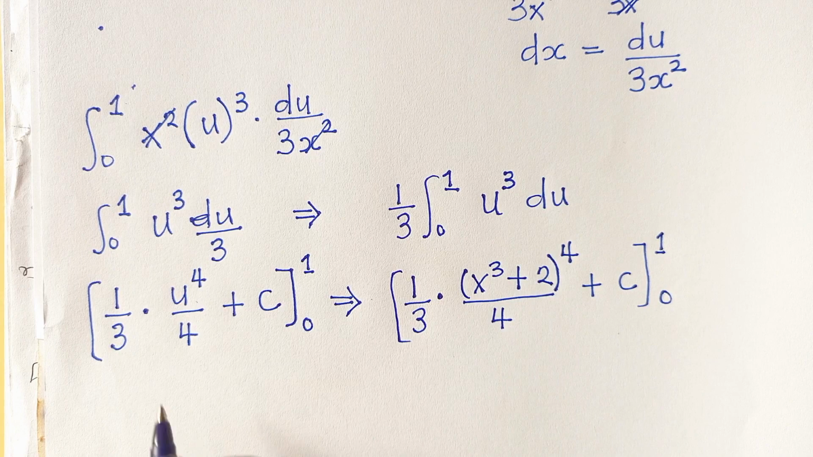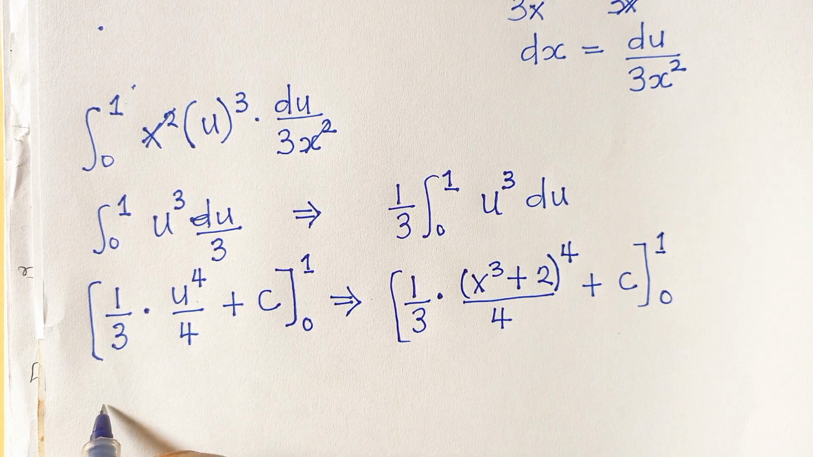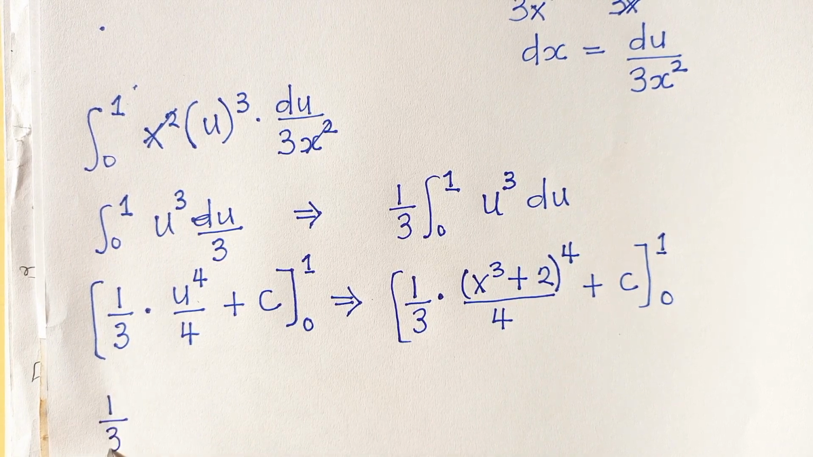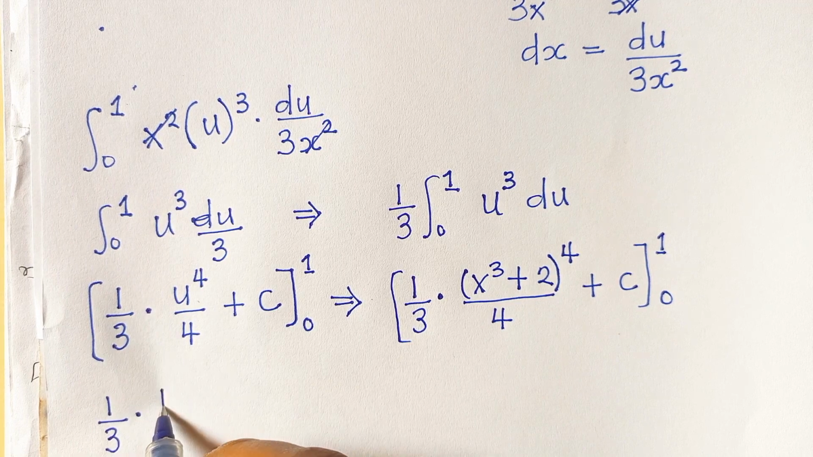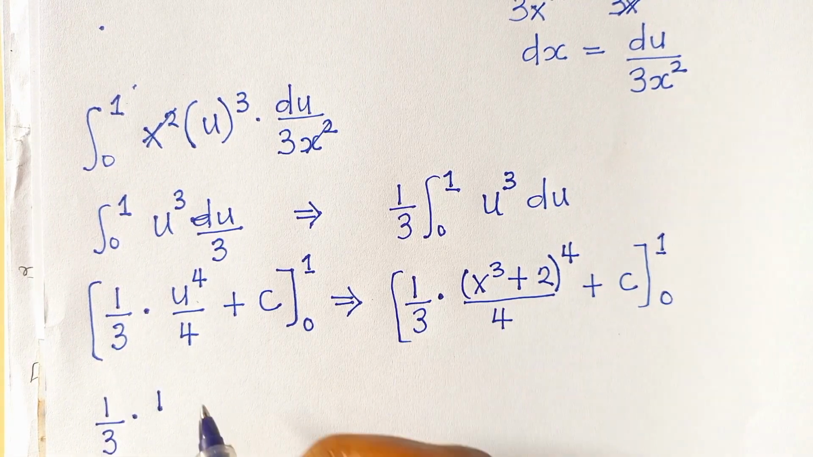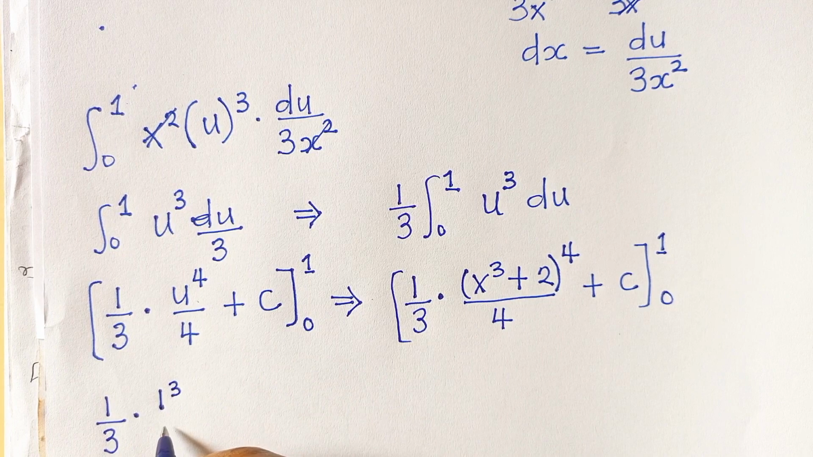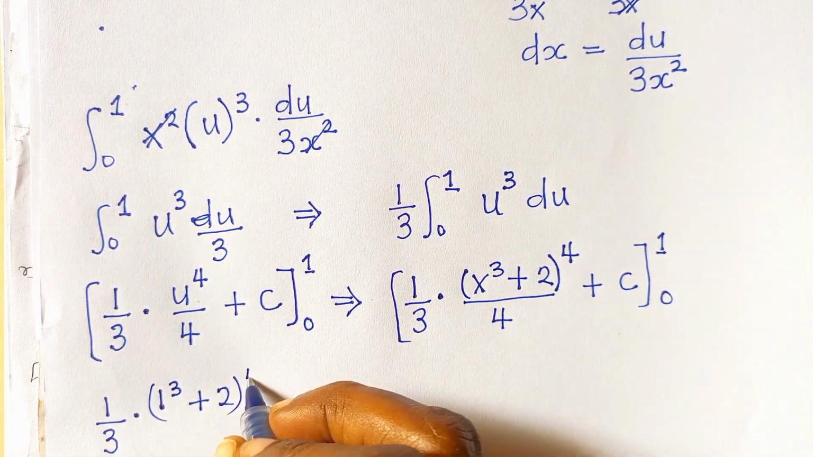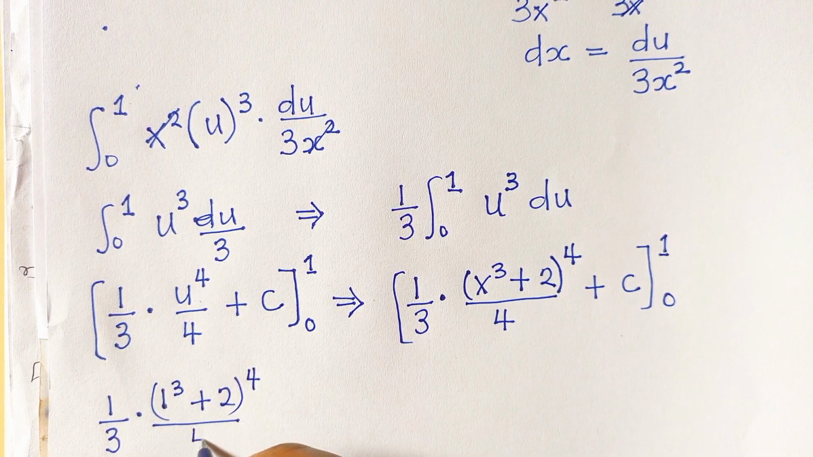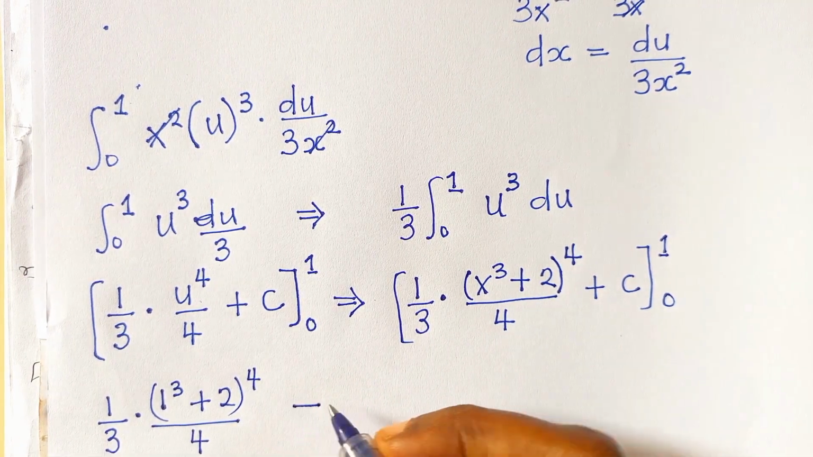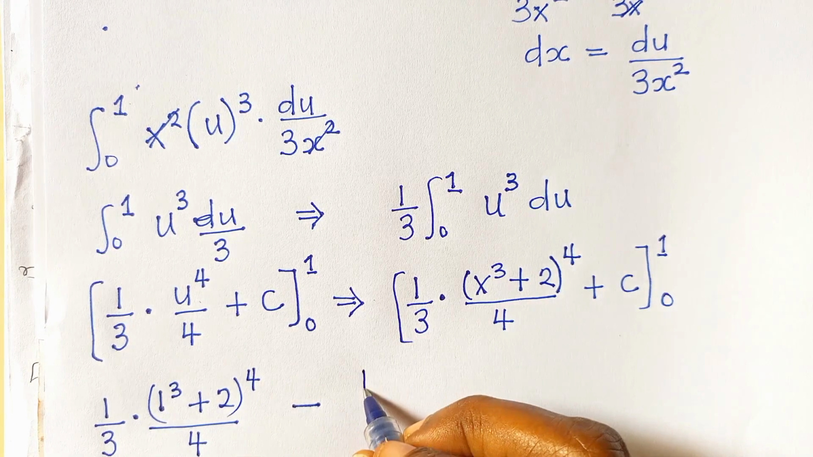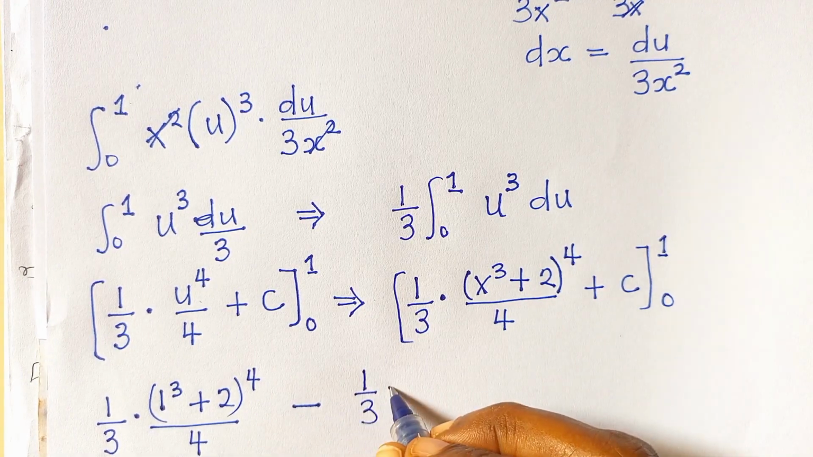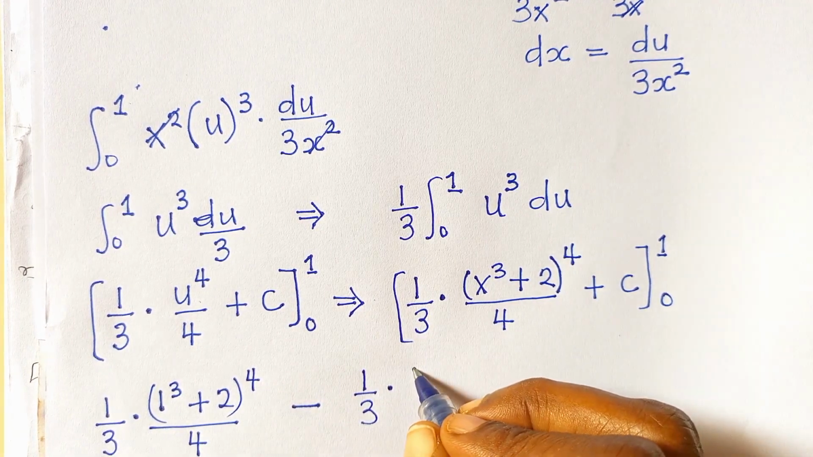In solving the limits, you're going to substitute 1, the upper limit, first. You're going to substitute the upper limit into the expression, and you're going to subtract the lower limit from the expression. So you're going to substitute the 0 and subtract it from the expression you obtained when you substituted the upper limit.